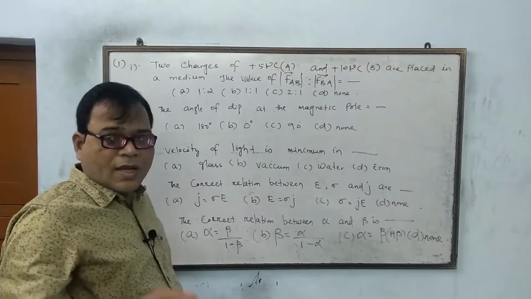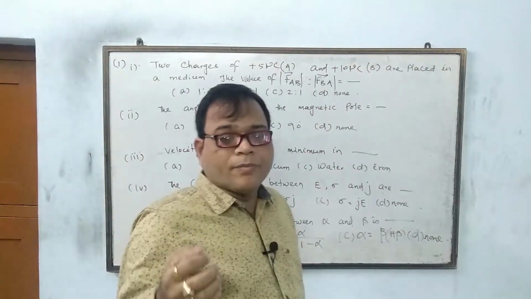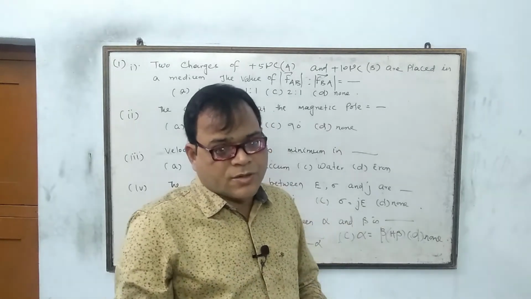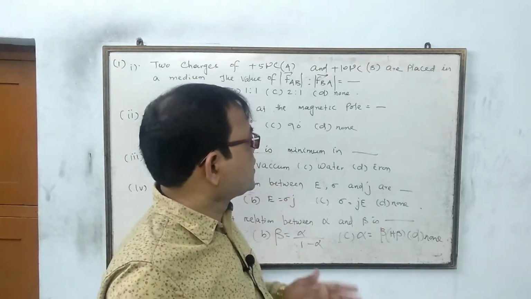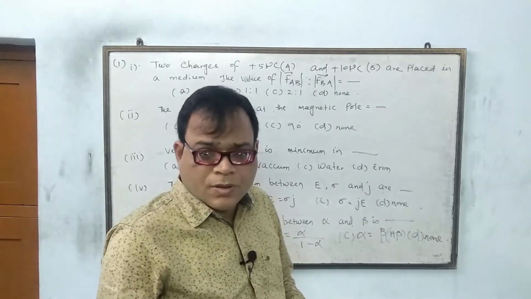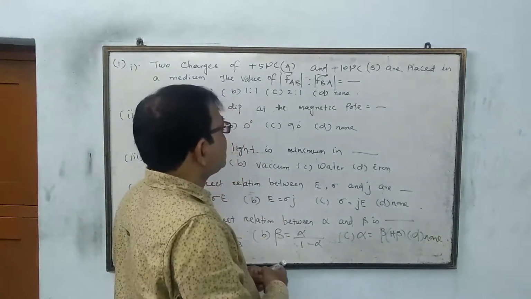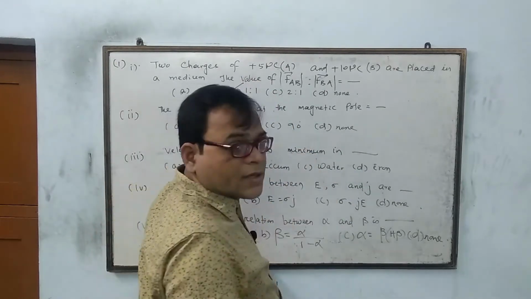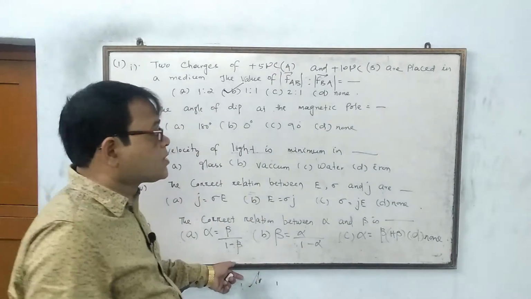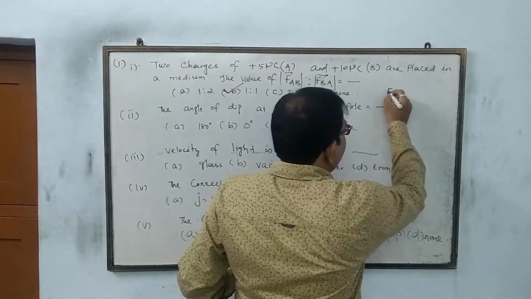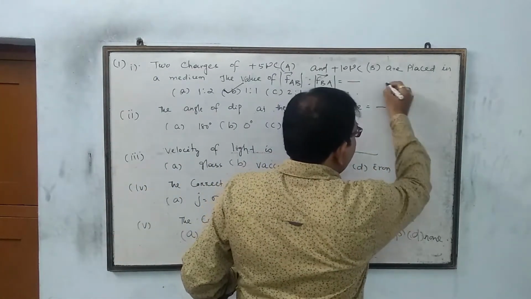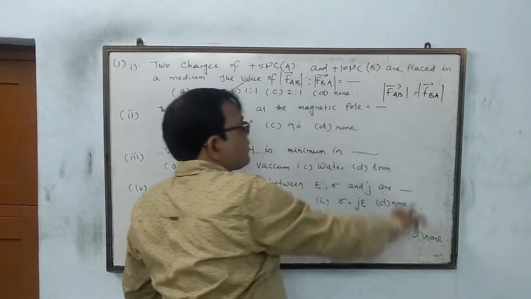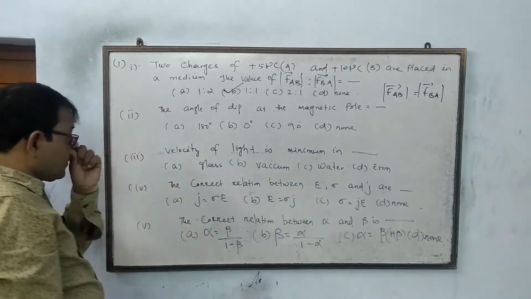If I say FAB and FBA, then these are the mutual forces, the action as well as reaction forces. Action force and reaction force are equal in magnitude. Therefore, FAB to FBA, the magnitude will be in the ratio 1:1. Because we know magnitude of FAB is equal to magnitude of FBA. Therefore, the ratio FAB magnitude divided by FBA magnitude is equal to 1:1.